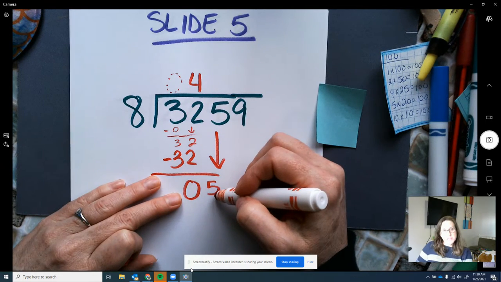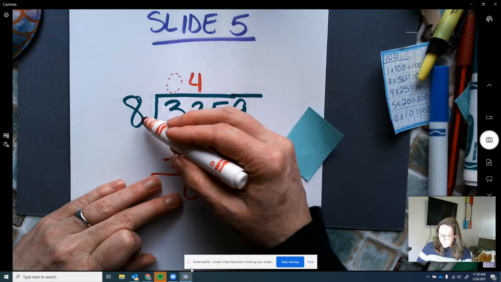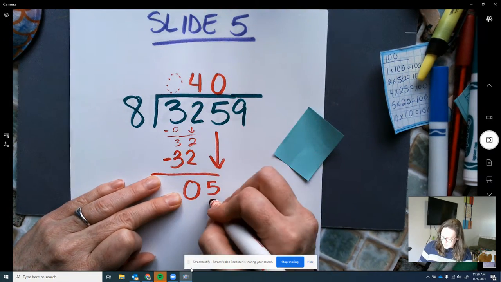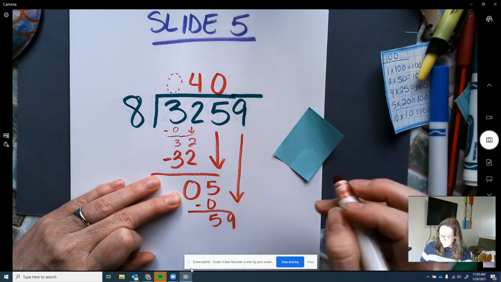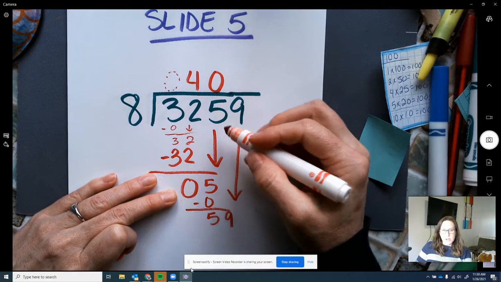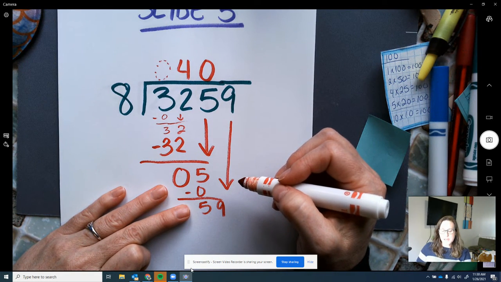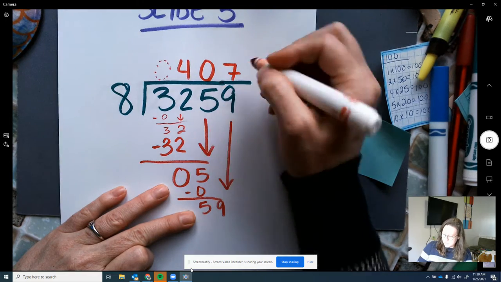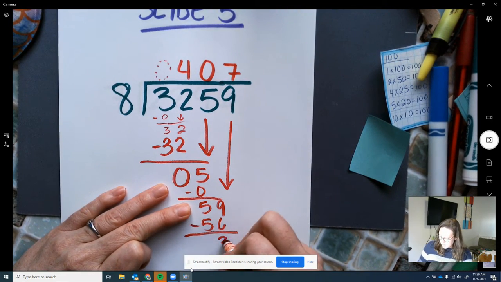8 goes into 5. This is where we have to say, because we've already started the numbers, we have to actually put it in there. 8 goes into 5 0 times. 8 times 0 is 0. So we have 5 left over. We bring down our 9. 8 goes into 59. Well, 8 times 6 is 48. 8 times 7 is 56. That's going to get me closest. So we got 7 times 8 is 56. We subtract. We have 3 left over.